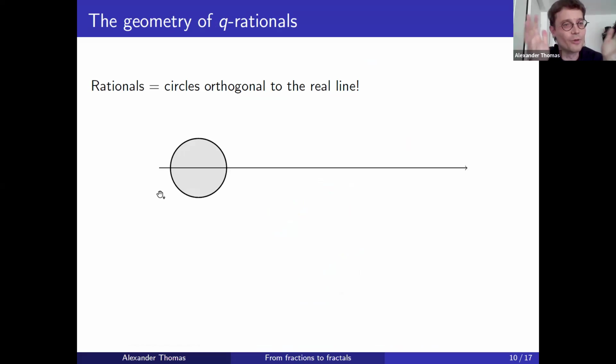So the second picture I want to convey today is you should maybe think about a rational number as a circle, but not a circle which lives above the real axis. It's a circle which lives inside the real axis, orthogonal to it.